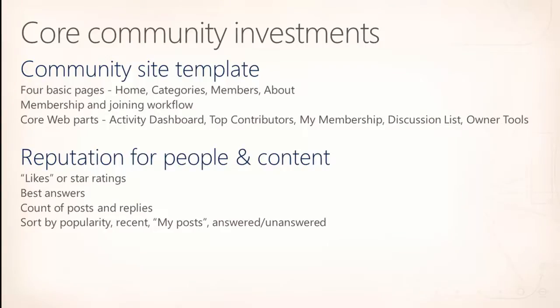One was the site template itself. So we have a site template. It has 4 basic pages and a collection of other sort of supporting pages, but these 4 are the ones that you will see prominently in the template: the home page, category page, member, and about. We invested in membership and some joining workflow. We have core web parts. You're going to see those.